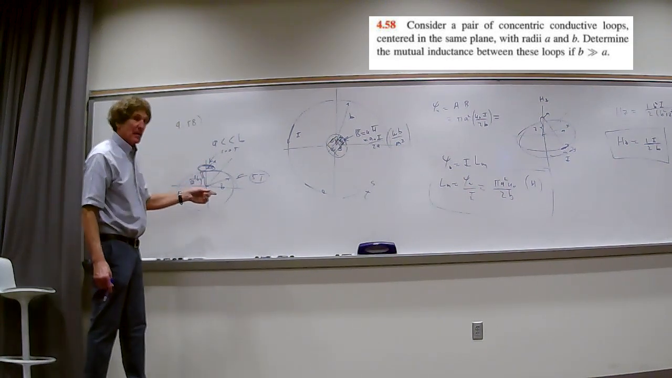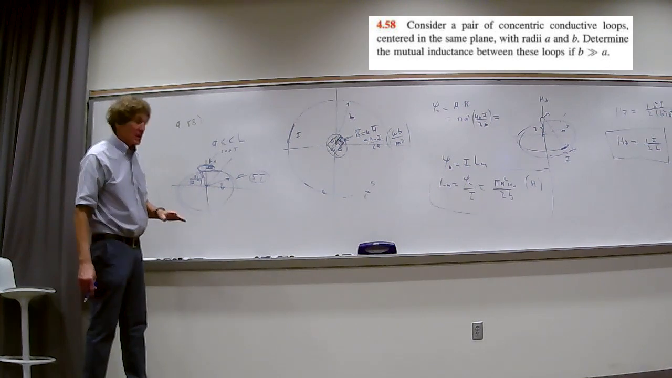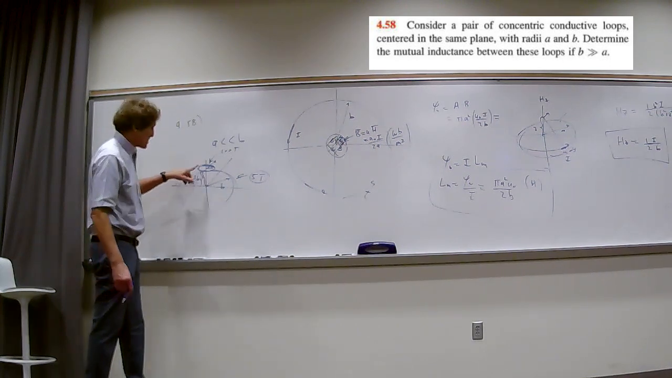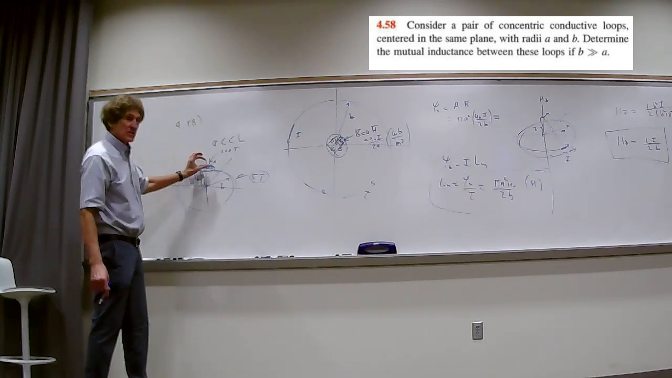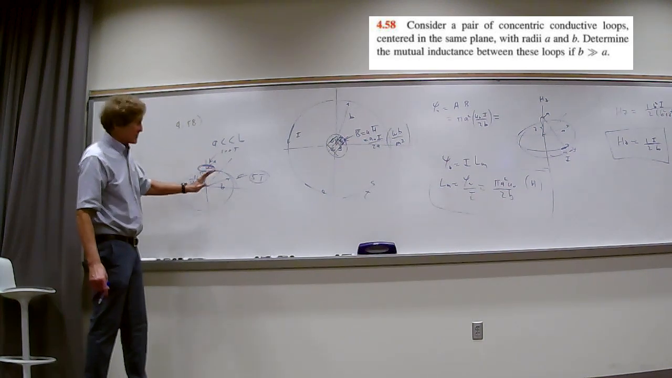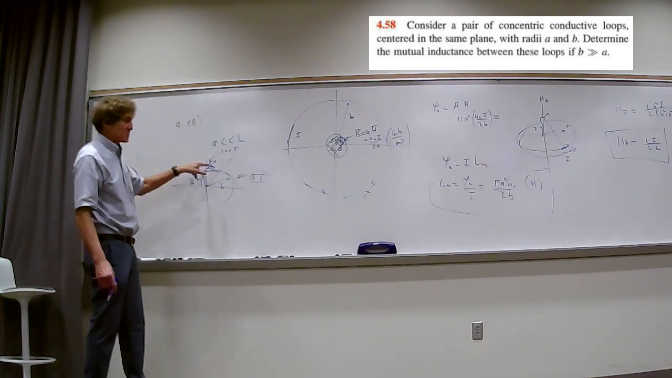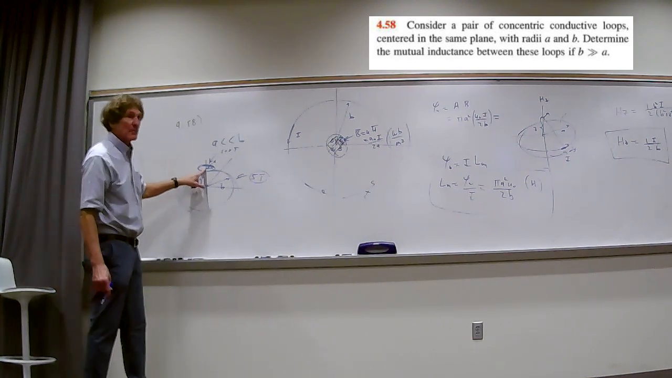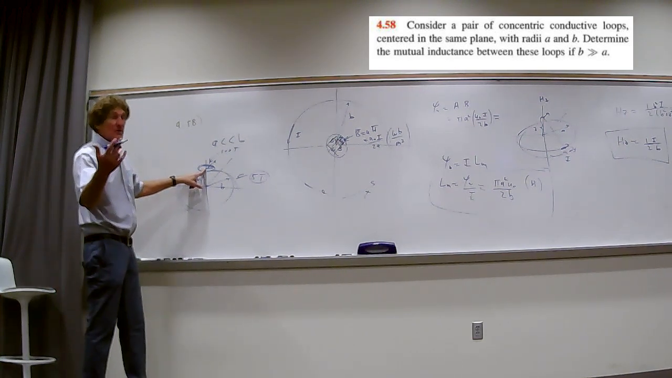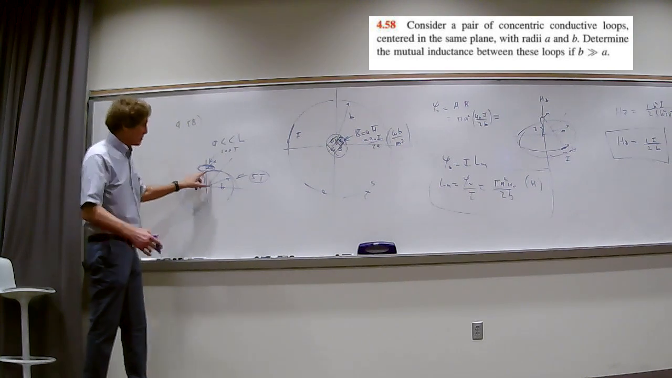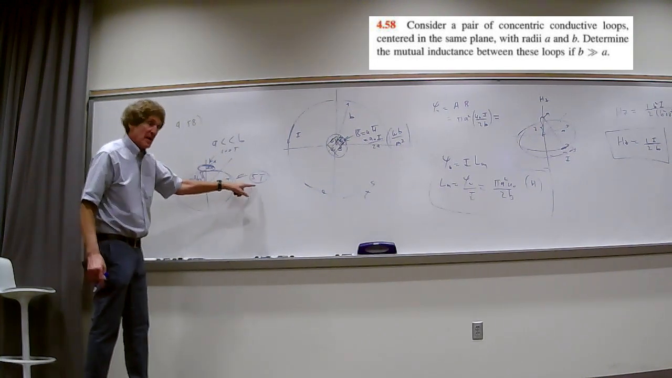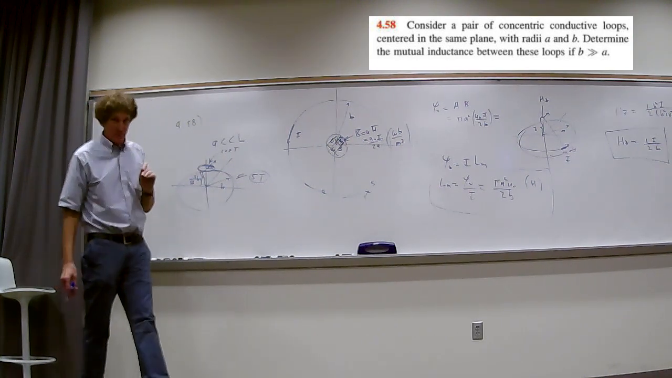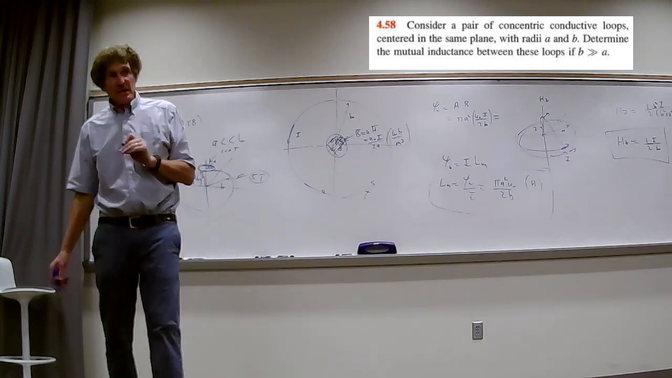But really, the way to do this problem is, forget the number of turns. There's 1 turn on the outer, 1 turn on the smaller. Find the flux from the 1 turn on the outer through this one by calculating the H field right there at this point, multiplying by the area. Then do the magnification. Multiply by the number of turns in the outer loop times the number of turns on the inner loop. And that will give you the mutual inductance.